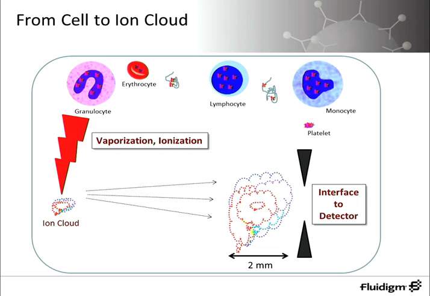And that's not the case, because the ion cloud actually has to diffuse, or excuse me, move from the plasma to the interface, at which point the ion cloud expands to about 2 millimeters. So whatever type of cell generated that ion cloud, once it goes into the optics, the size is not proportional to the cell that originated it.